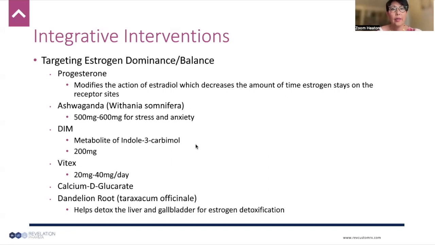Calcium D-glucarate is also linked to the body's detoxification process, particularly useful for women with endometriosis due to its effect on estrogen. So it eliminates excess estrogen from the body by binding it in the digestive tract before it is reabsorbed. And of course, excess estrogen contributes to the growth of these endometrial tissues. Reducing the levels can help to manage these symptoms. And dandelion root, or Taraxacum officinale, helps to detox the liver and gallbladder for estrogen detox.